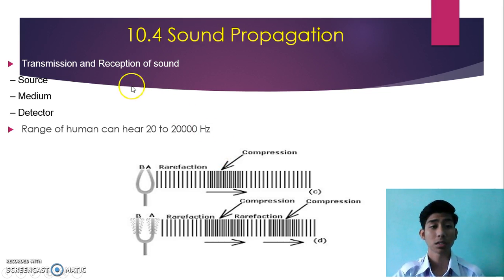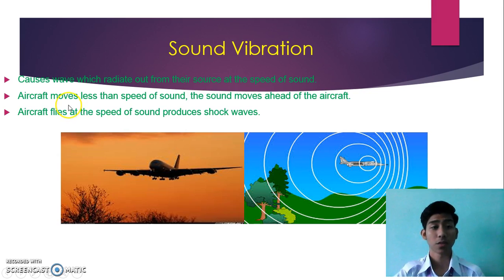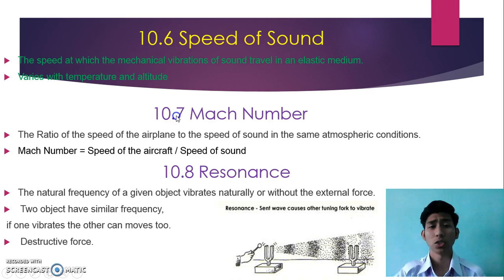Okay, sound propagation, transmission and reception. Sound source, medium, detector. The range of human hearing is 20 to 20,000 hertz. Doppler effect. Okay, the apparent rise in the pitch or frequency as a sound source approaches the hearer, and the decrease in pitch as the source moves away. Sound vibrations cause waves to radiate from their source at the speed of sound. An aircraft moving at less than the speed of sound, the sound moves ahead of the aircraft. An aircraft that flies at the speed of sound produces a shock wave.